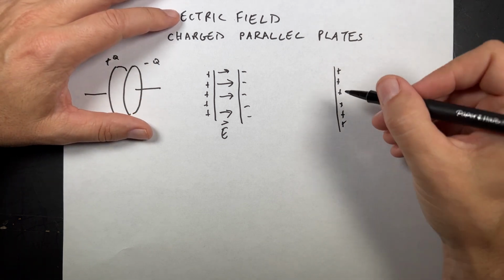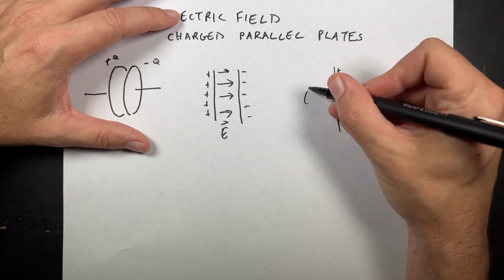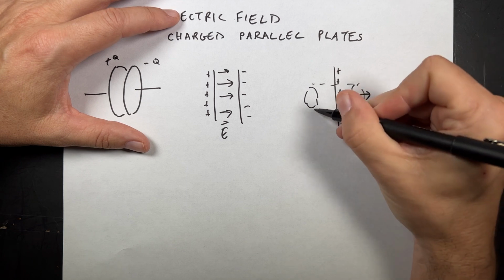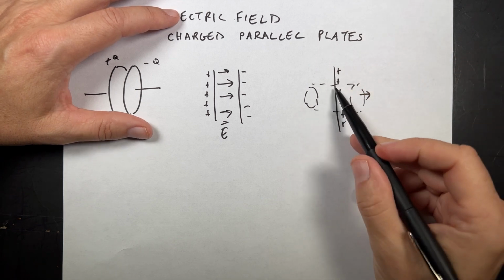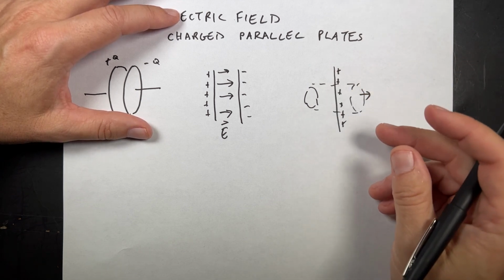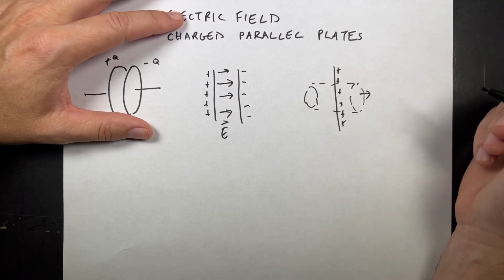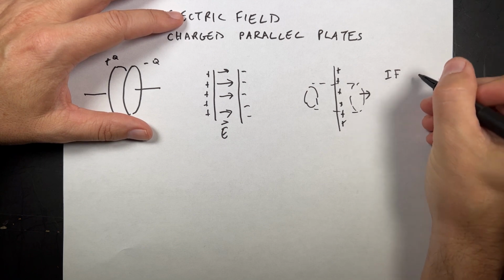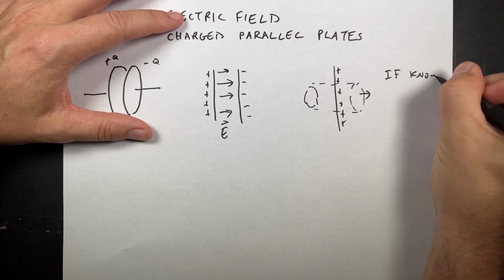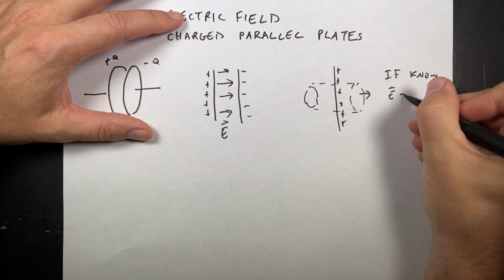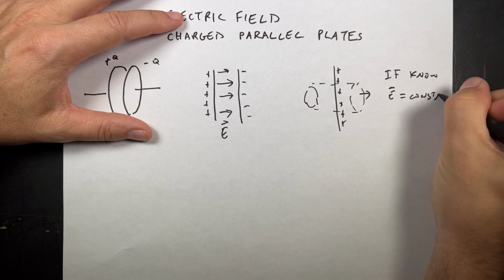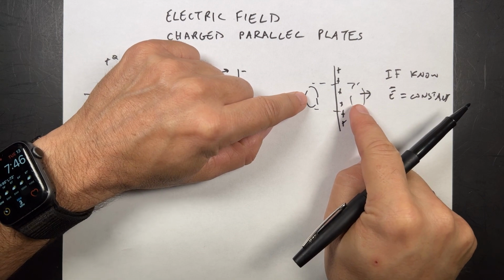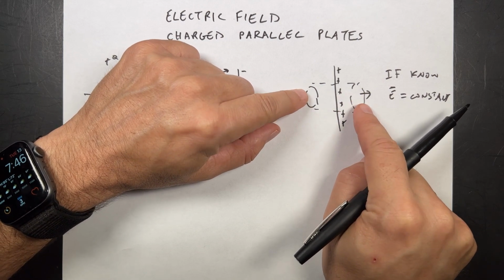Now, a lot of people are going to say, oh, you could use Gauss's law. You draw a pillbox like this, and then you calculate the flux in the two sides and the total charge inside. And this is fine. Gauss's law is fine if you know E is constant. Right? Because you have to know that the electric field is constant in both magnitude and direction. Otherwise, this whole thing won't work.